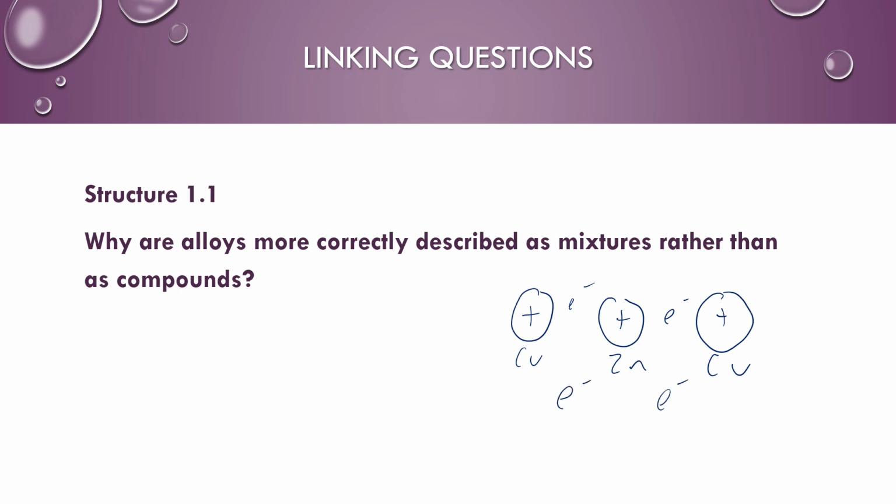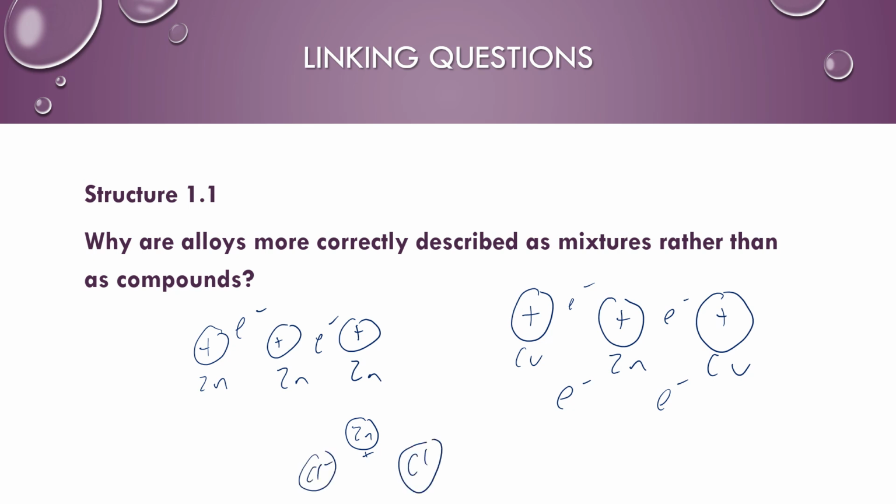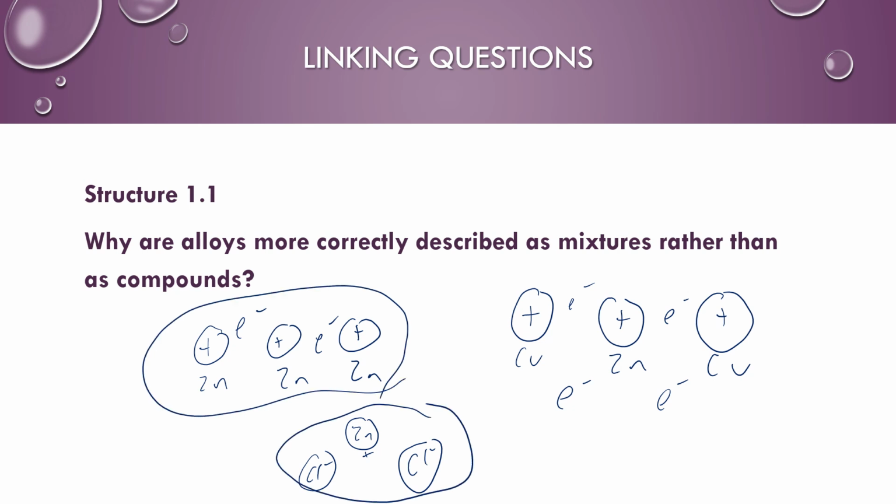It's going to be different from, say, just a pure metal, like if I just have zinc with the electrons moving throughout them, or if I have something like zinc chloride, where I have that positive zinc ions and the negative chlorine ions, where the electrons are not free to move around. So this would be considered a compound. This would be a metallic substance, and this would be a metallic mixture with the different elements.